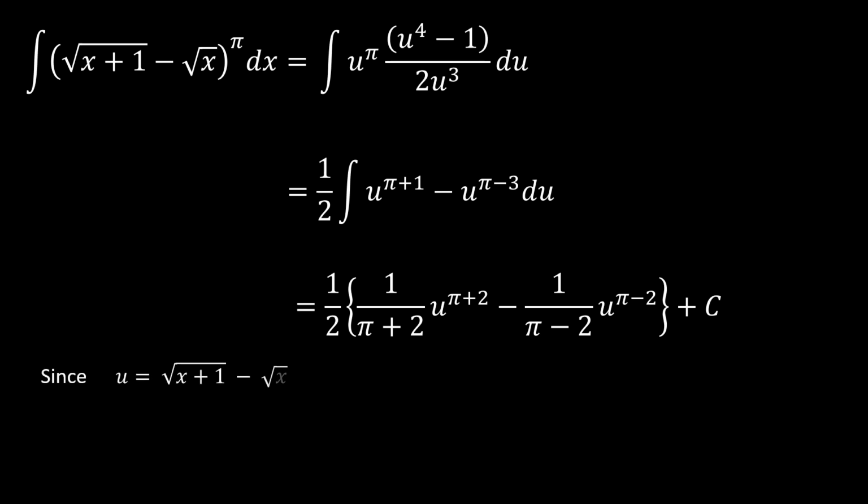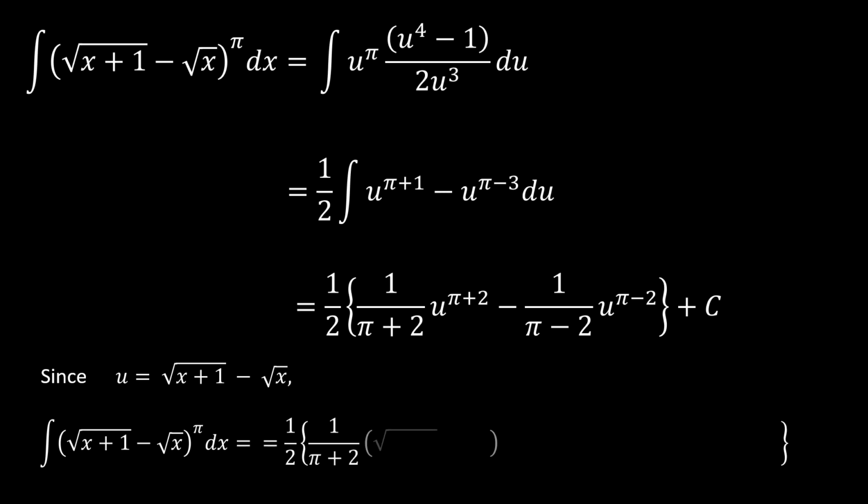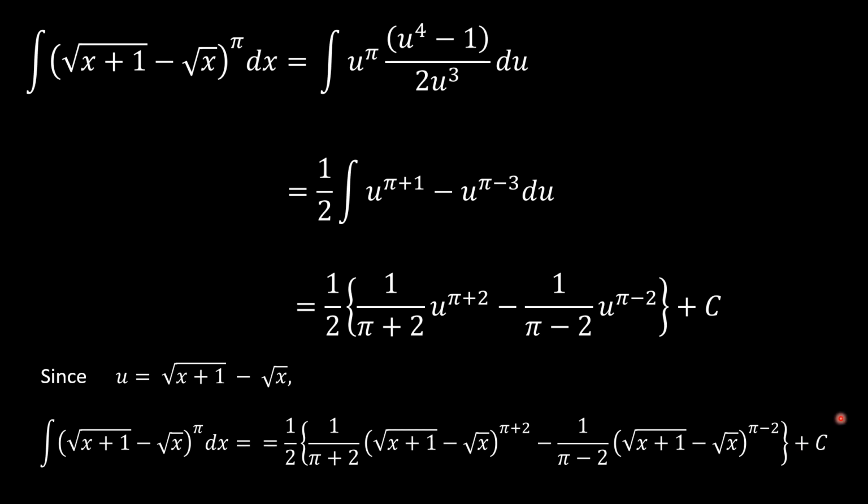Since we know u to be square root of x plus 1 minus square root of x, the integral of square root of x plus 1 minus square root of x to the power pi is the same as half of 1 over pi plus 2 times the square root of x plus 1 minus square root of x to the power pi plus 2, minus 1 over pi minus 2 times the square root of x plus 1 minus square root of x to the power pi minus 2, plus a constant c. And this is the answer that was being asked for.